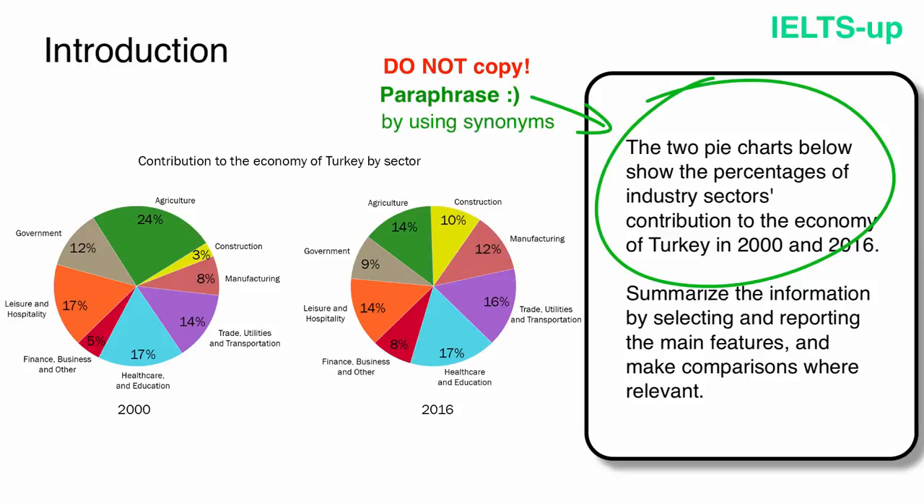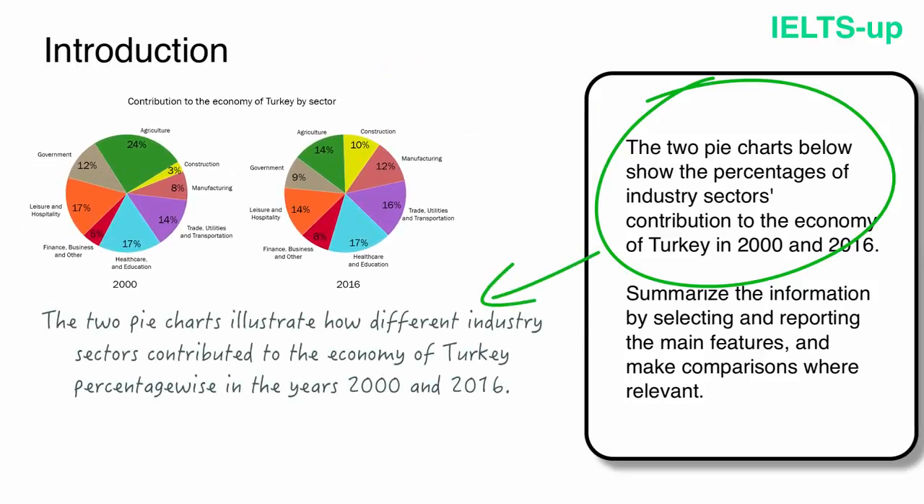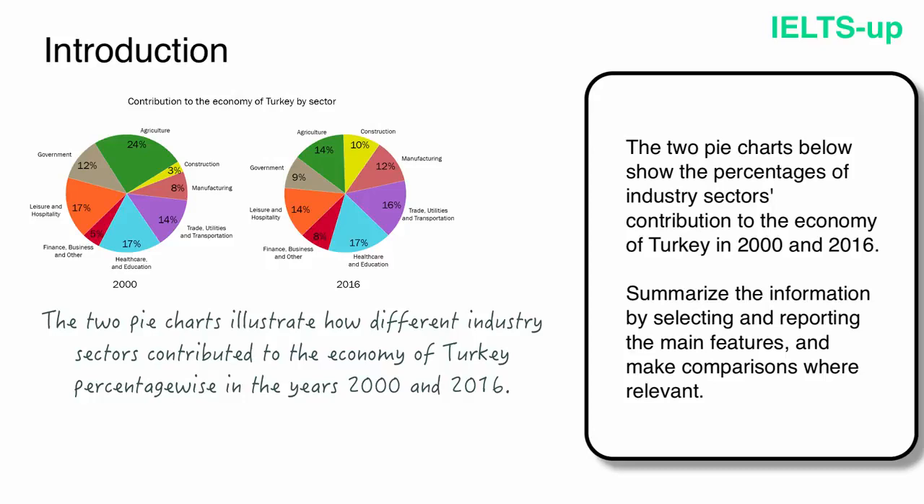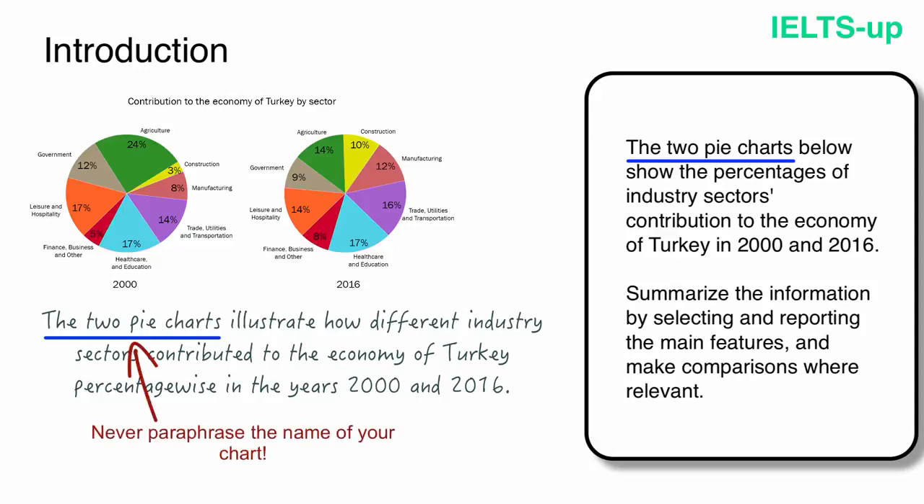And here is how I wrote it. The 2 pie charts illustrate how different industry sectors contributed to the economy of Turkey percentage-wise in the years 2000 and 2016. You can notice that I did not change the name of the chart, and you also should never paraphrase the name of your chart. If you get a map, write map. If you get a table, write table. And if you get a graph, write graph. So I also kept the same expression, the two pie charts.